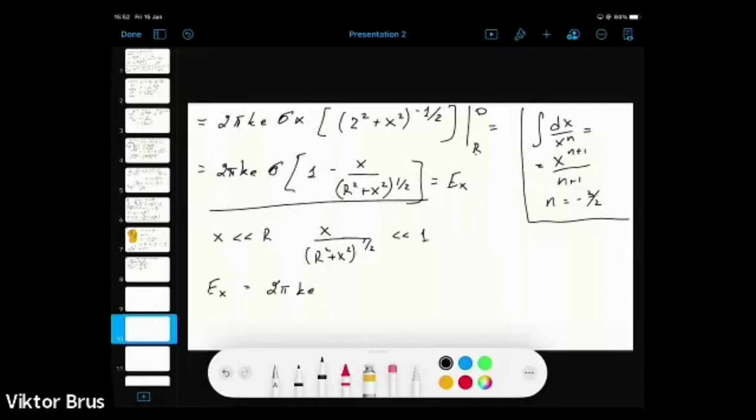And assuming that k e is equal to 1 divided by 4 pi epsilon 0, which we mentioned earlier, we can get that the electric field in the proximity of the electrically charged disk will be equal to sigma divided by 2 epsilon 0. This is the equation which we will get in future for the electric field created by an infinite plane with uniformly distributed charge.